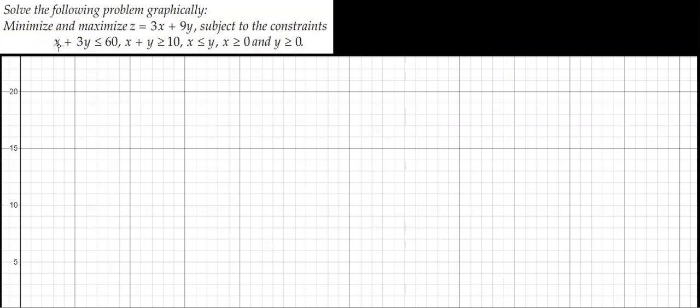The first constraint is x plus 3y less than or equal to 60, x plus y greater than or equal to 10, x less than or equal to y, and these are non-negativity constraints, basically saying that x should be greater than or equal to 0 and y should be greater than or equal to 0. And then because of these constraints, what I have here is just the first quadrant of the graph. As they are asking us to solve it graphically, we will plot the inequalities on the graph, and we just have to worry about the first quadrant because x and y are both non-negative.